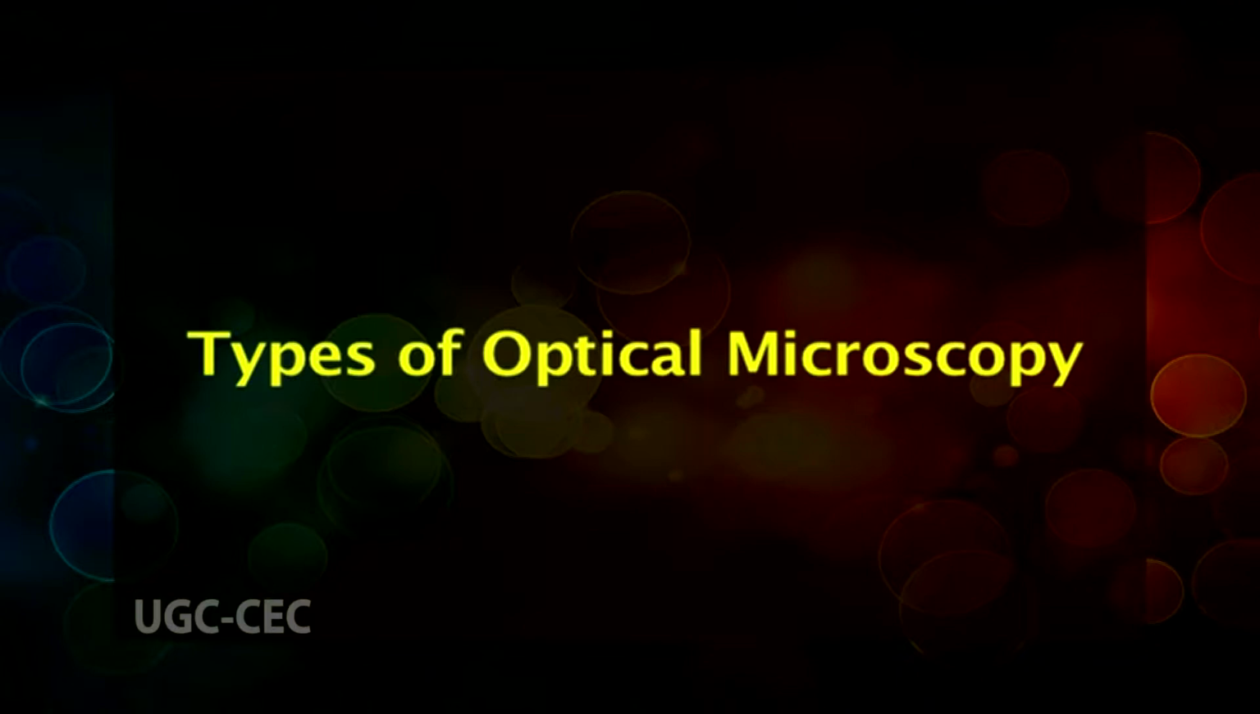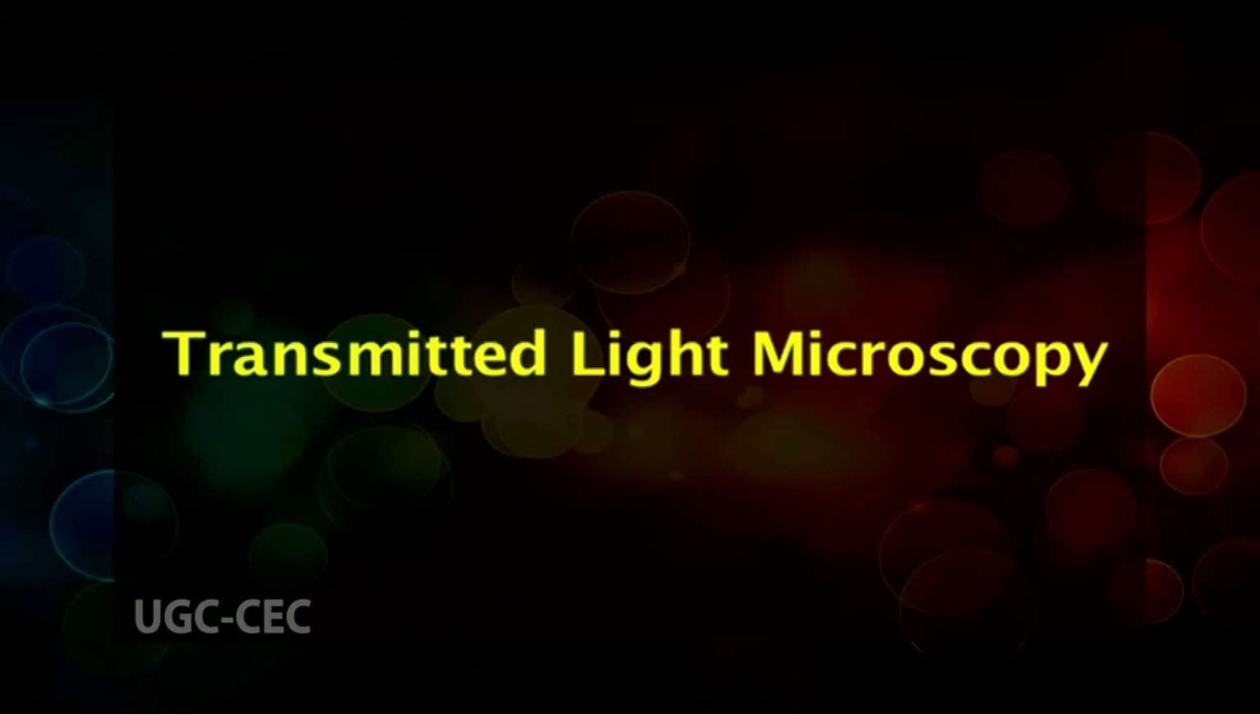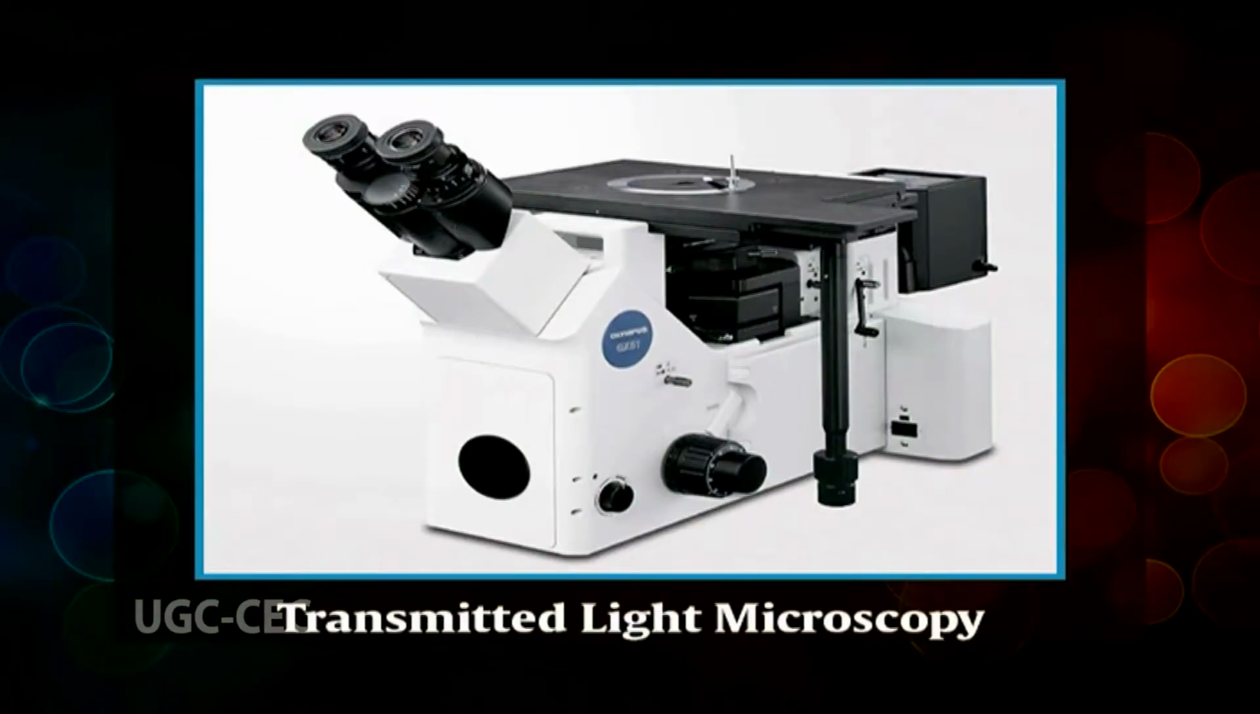Types of optical microscopy. First is transmitted light microscopy. Transmitted light microscopy is the general term used for any type of microscopy where the light is transmitted from a source on the opposite side of the specimen to the objective lens. Usually, the light is passed through a condenser to focus it on the specimen to get maximum illumination.